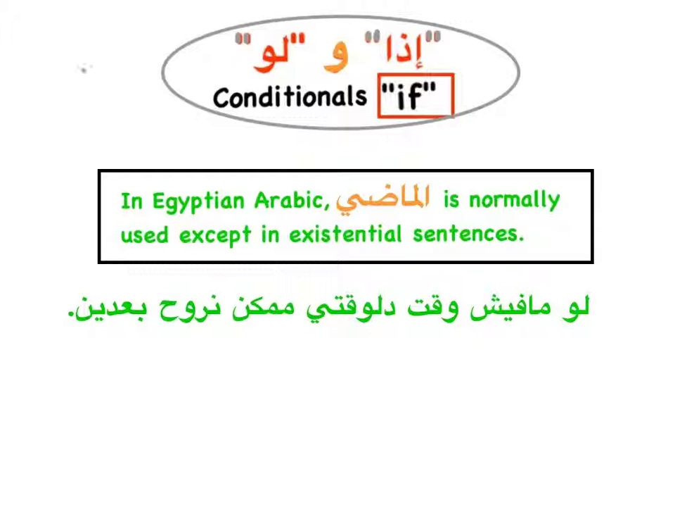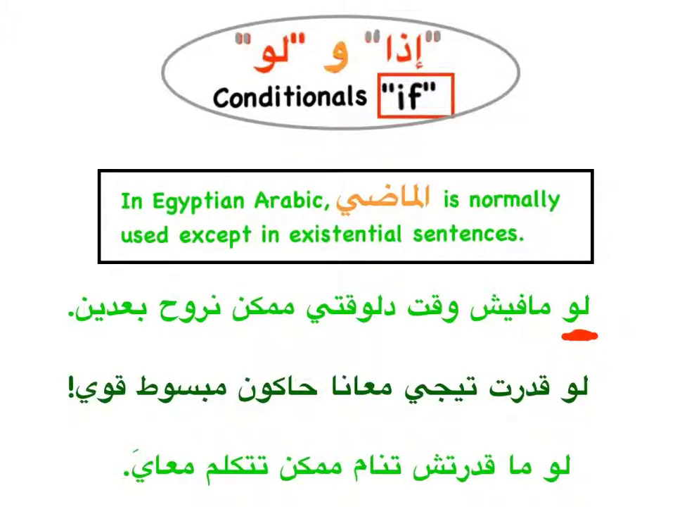So here, let's see what we have in this sentence. We have لو for condition, and then nothing. We don't have ماضي, we don't have ف to indicate the result clause. And this is what it means to not use ماضي in existential sentences, and this is an example of an existential sentence with لو without ماضي.